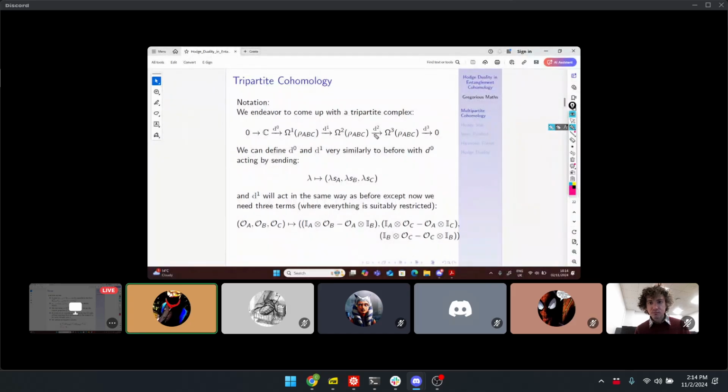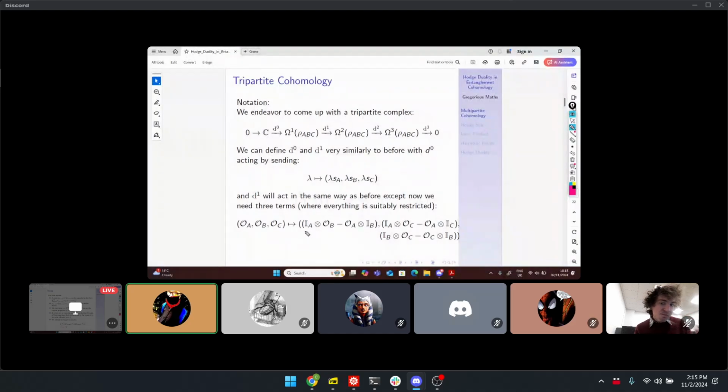So just like last time, we define D0 and D1 very similarly to the bipartite complex. So this time, instead of sending lambda to lambda SA, lambda SB, we just send lambda to lambda SA, lambda SB, lambda SC, three pair, because this is a one form on a three-partite space instead of a two-partite space.